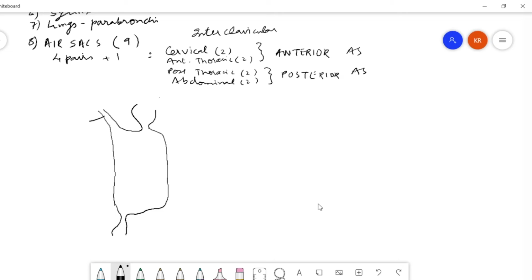So this is bronchus. This is trachea. I am only drawing it on one side. This is air sac, which I have just shown that it is going to the air sac. This is also the air sac. Both these are anterior, these are posterior.